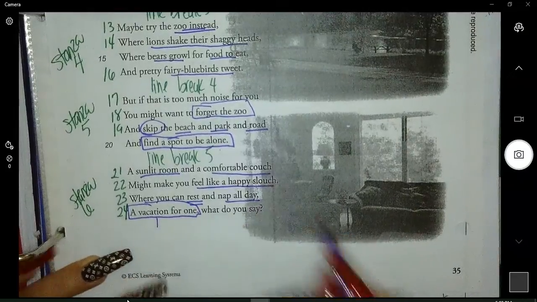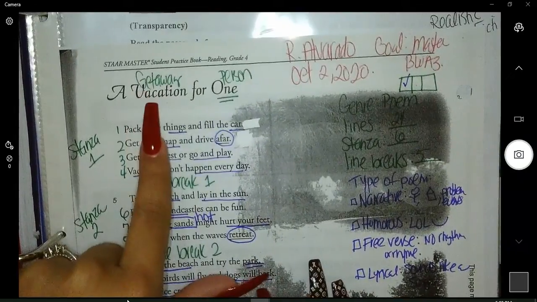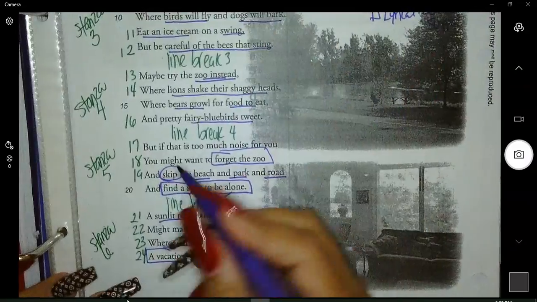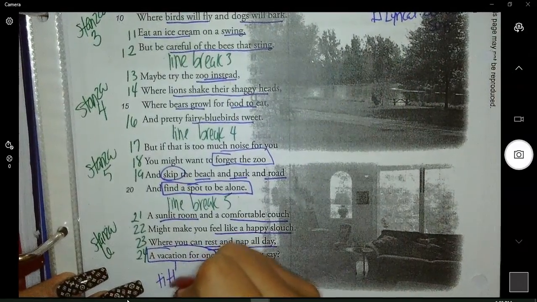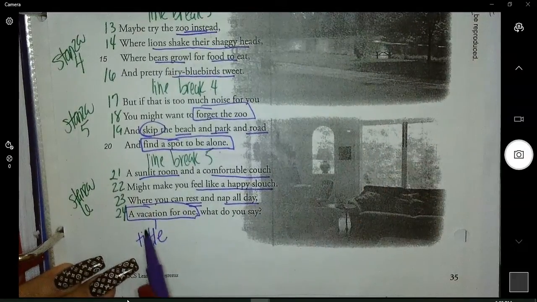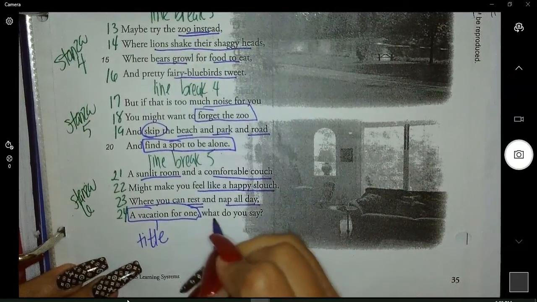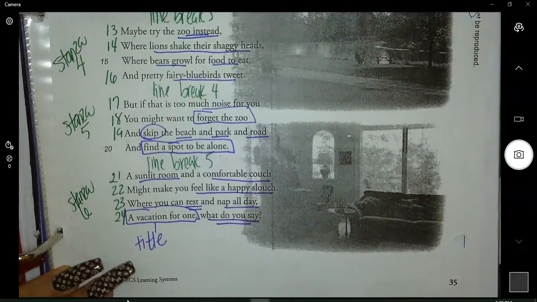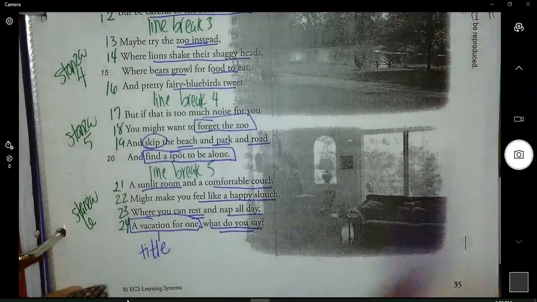This is part of my, look at the top. It's part of my title. So I'm going to put here title. So it's part of my title. The speaker or the poet is trying to emphasize that a vacation for one, what do you say? So he's trying to do what?